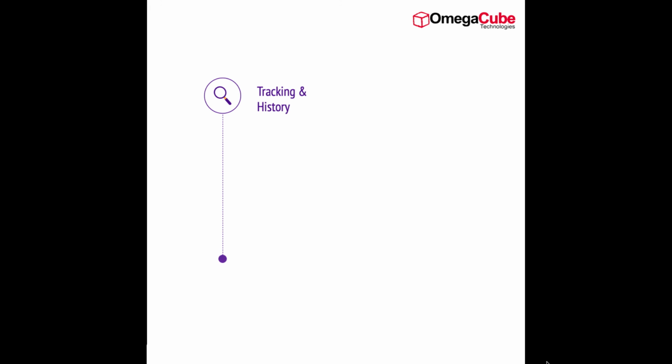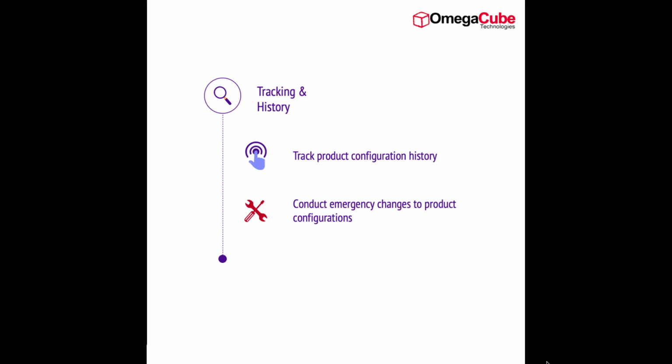You can track product configuration history with respective date and time stamps, revisions, personnel details, and share history. In case of any emergency changes or defects, you can quickly access the respective configuration and make necessary changes.